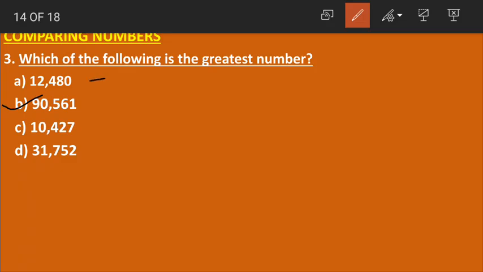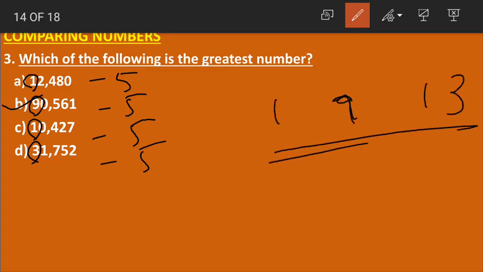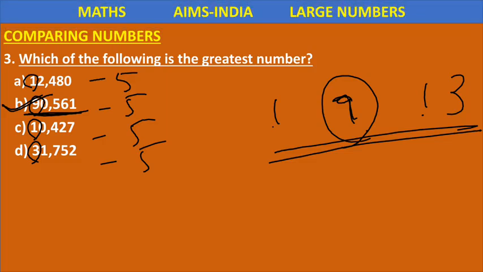If you look at the options, all the options have 5-digit numbers. When all the given numbers have the same number of digits, what do we do? We compare the digit in the extreme left, that is in the highest place values. Now what are the numbers here? 1, 9, 1 and 3. Among these given numbers, which number is the greatest number? Is it 1, 9 or 1 or 3? It is 9, right? So the number with 9 in the highest place value becomes the greatest number, which in this case is 90,561, right?